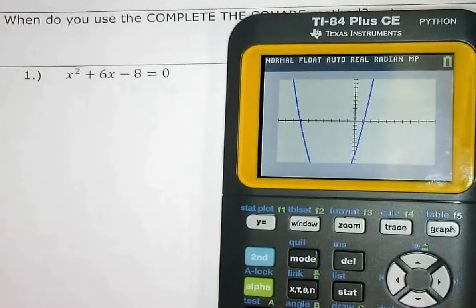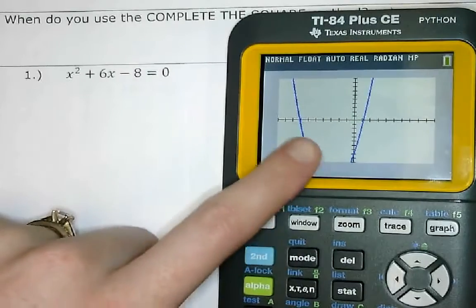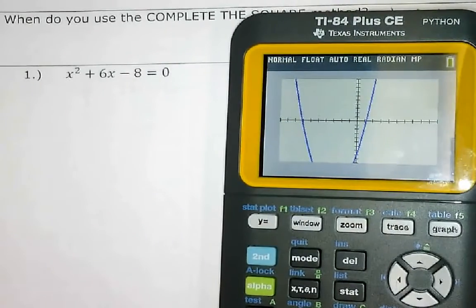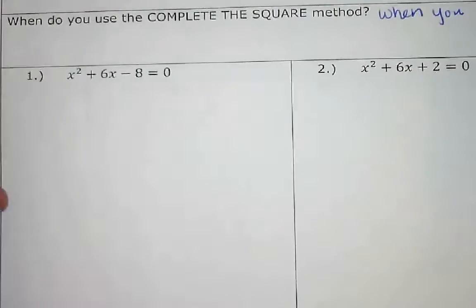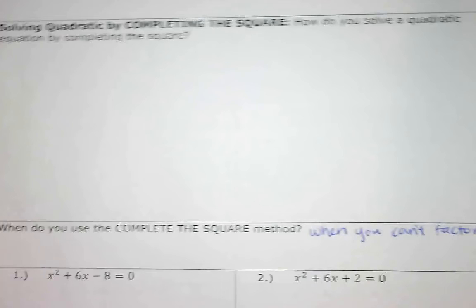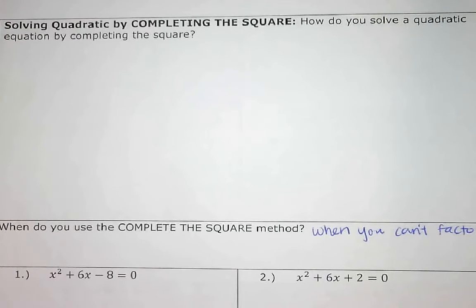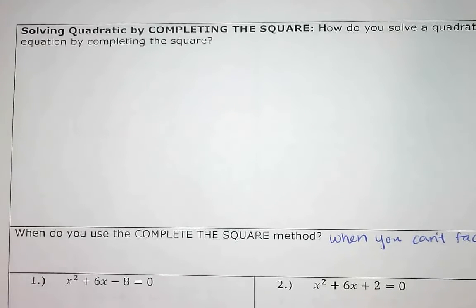I'm being honest, right? So your answer is going to be irrational here because you can't factor it. So this is when we have to use our completing the square method. When you can't factor, when you can't use the square root method, and let's say you don't have a calculator, so you can't graph it and find it that way. So how do we solve a quadratic equation by completing the square?